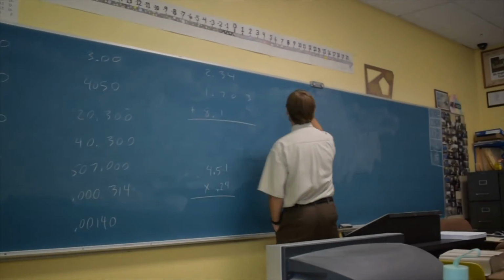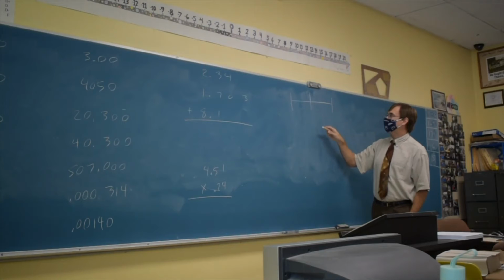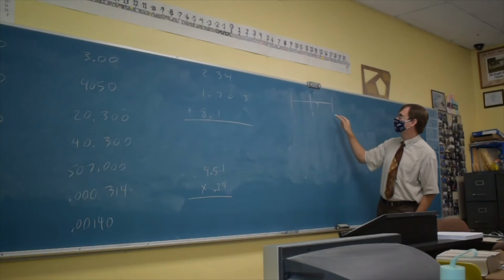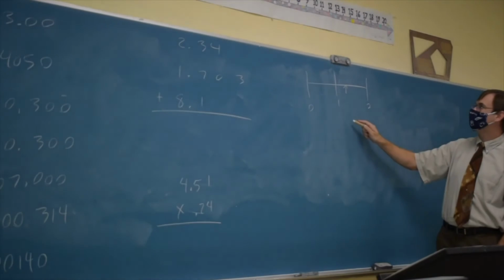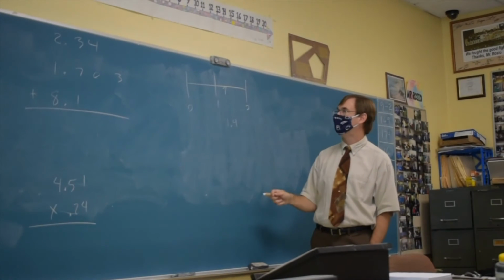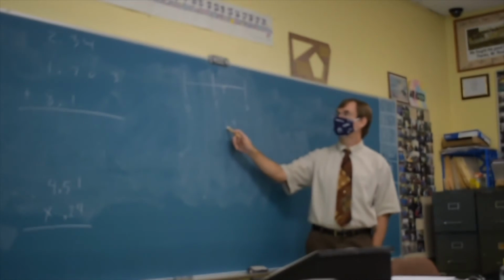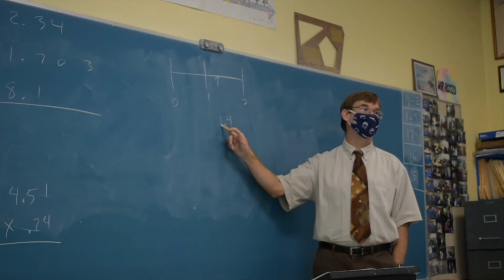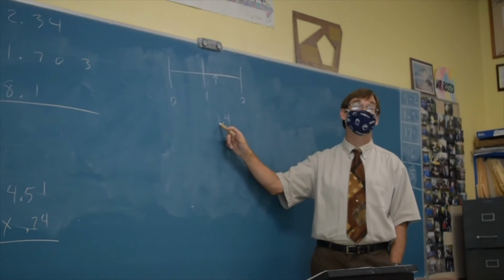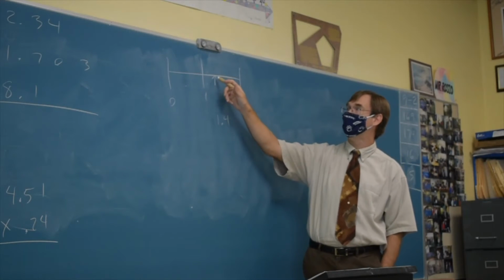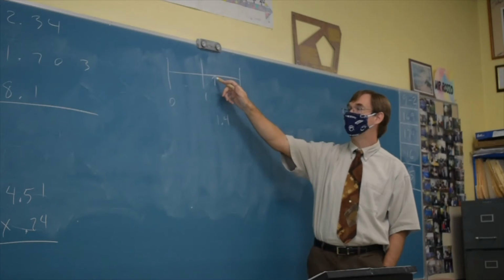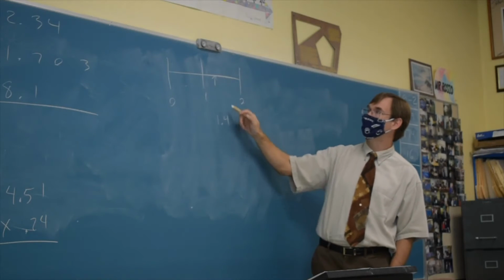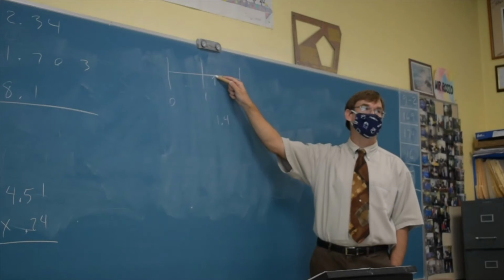I shouldn't have erased that so fast. If I were going to measure this, and I say that this is 1.4, how certain are we about the 1 part of that? Very certain, 100% certain. There is no doubt, if we understand how to measure, that that is 1 and some change. How sure are we about the 0.4 part?